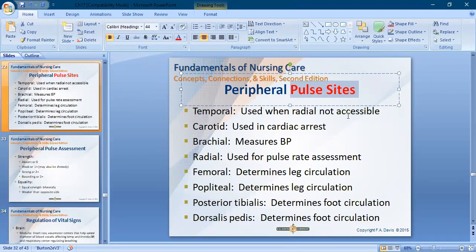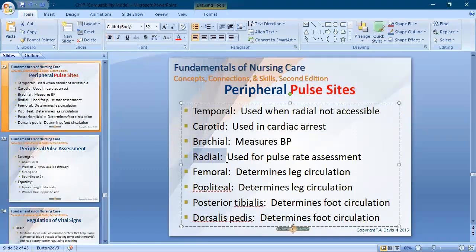That time we have to check the other side of the body. One is called the temporal artery. Carotid artery we use on the neck side. Brachial, usually you use for the measurement of blood pressure on the cubital fossa. Radial, used for the pulse rate. Usually we use the radial arteries.